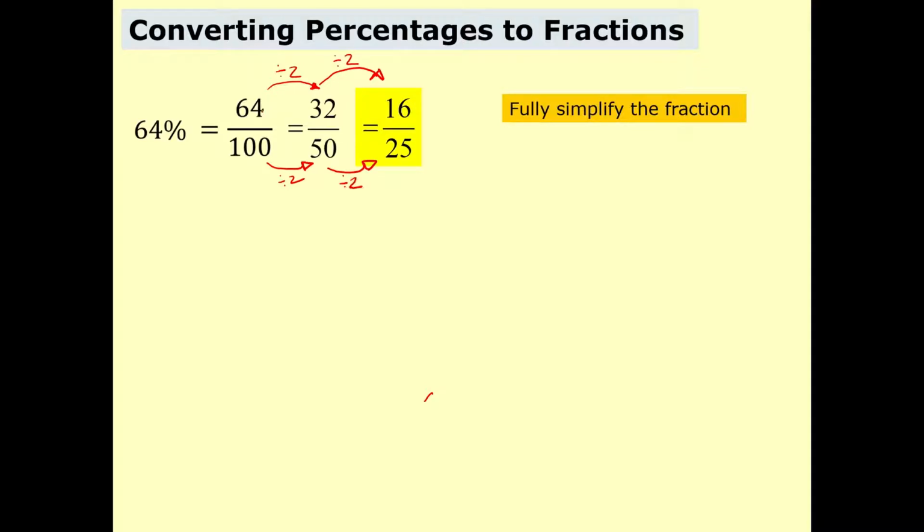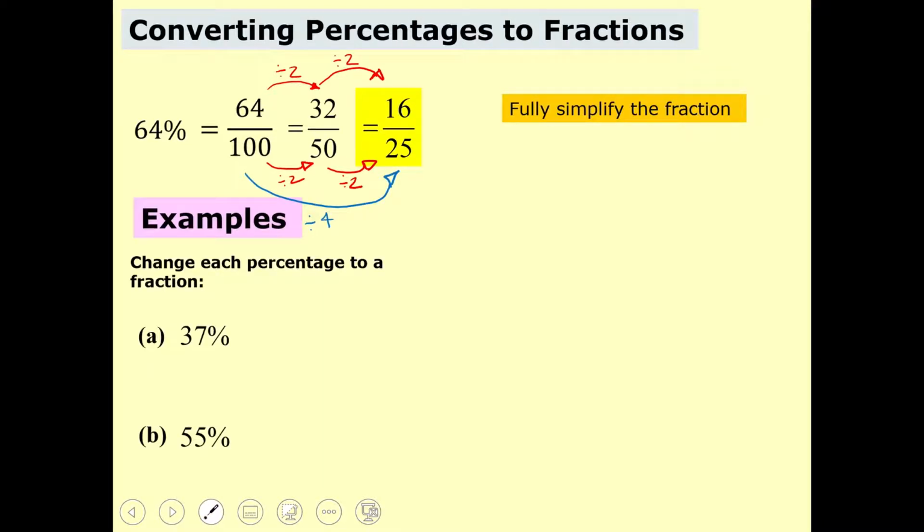But if you've looked at 64 and 100 and you've thought, well, I know that I can divide them by a bigger number than 2, you can reduce your number of steps by doing that, and you could have divided by 4 to go straight to 16 over 25. Okay, let's look at some more examples.